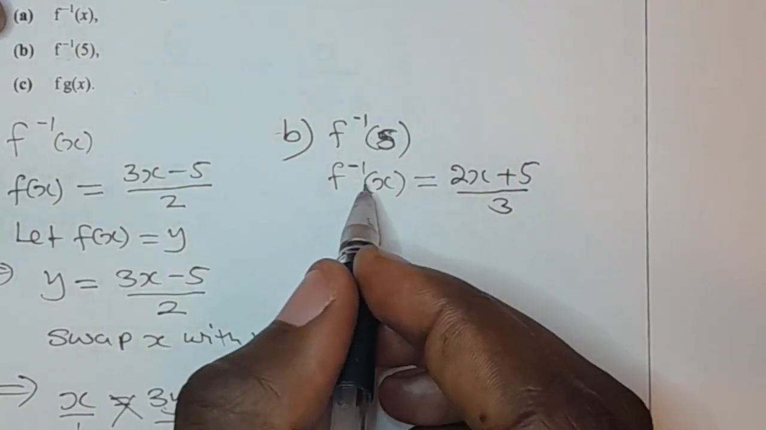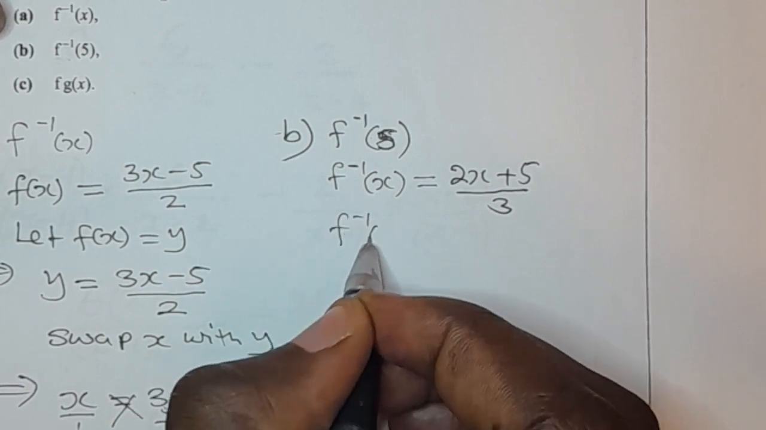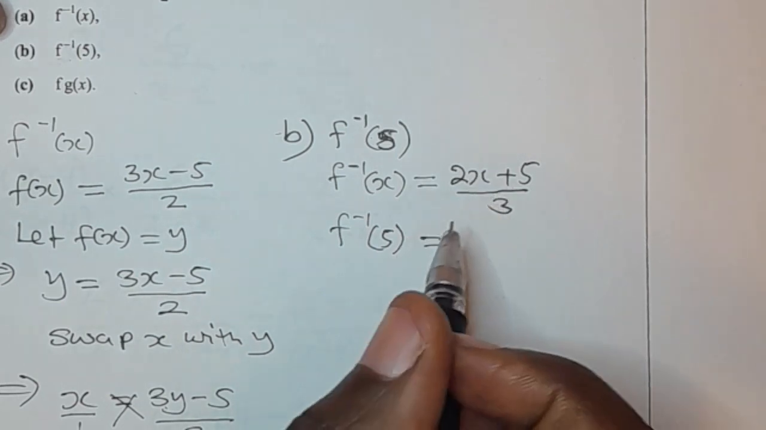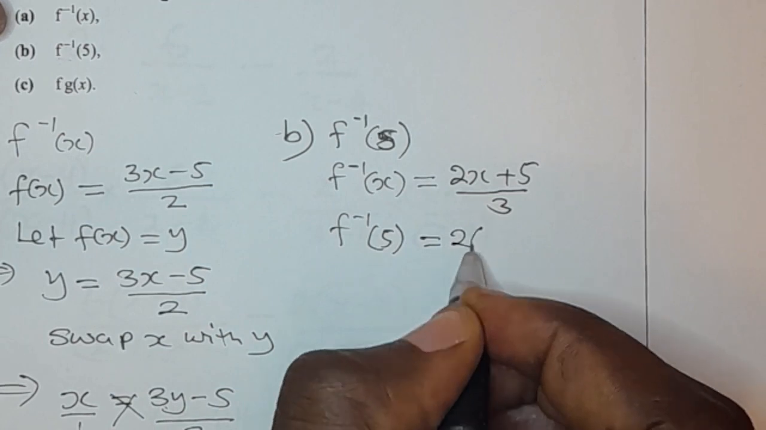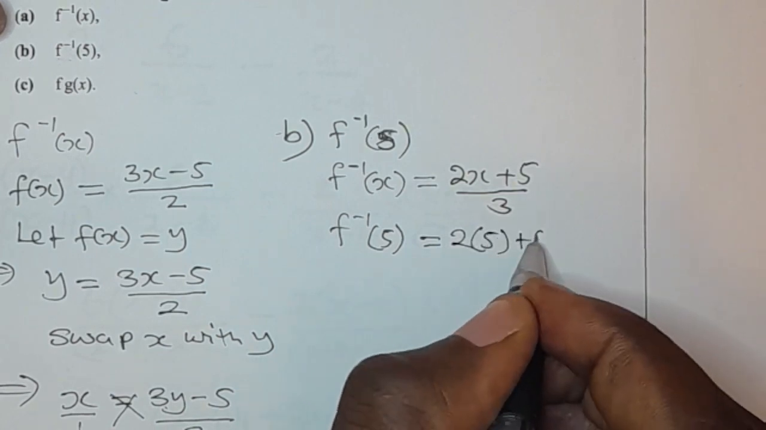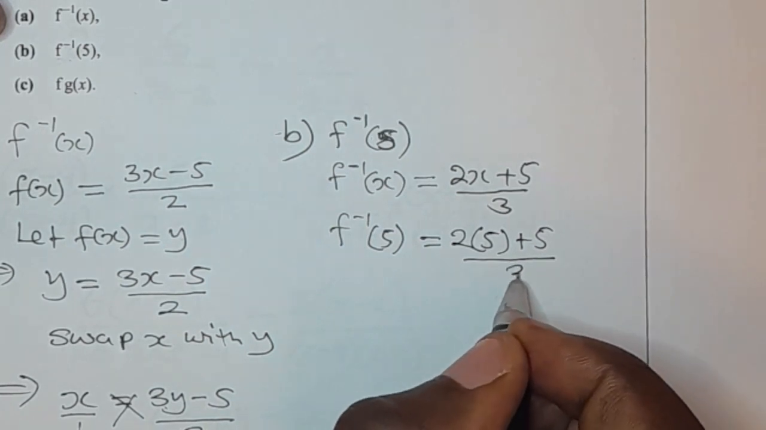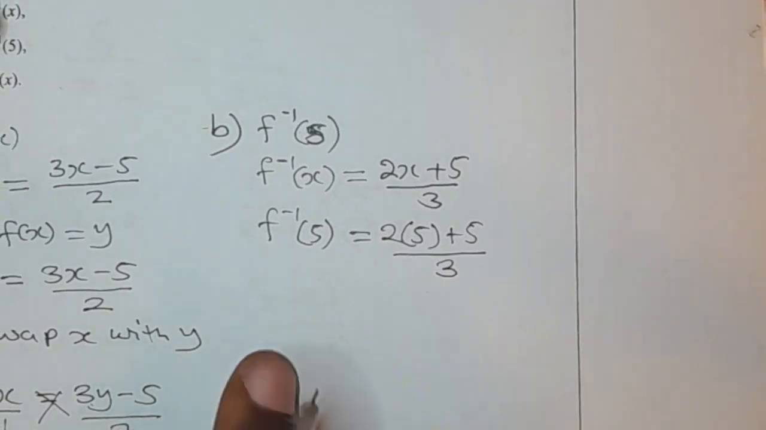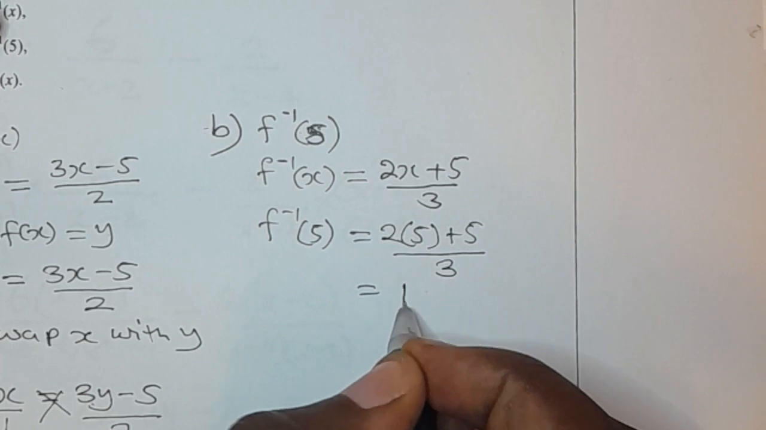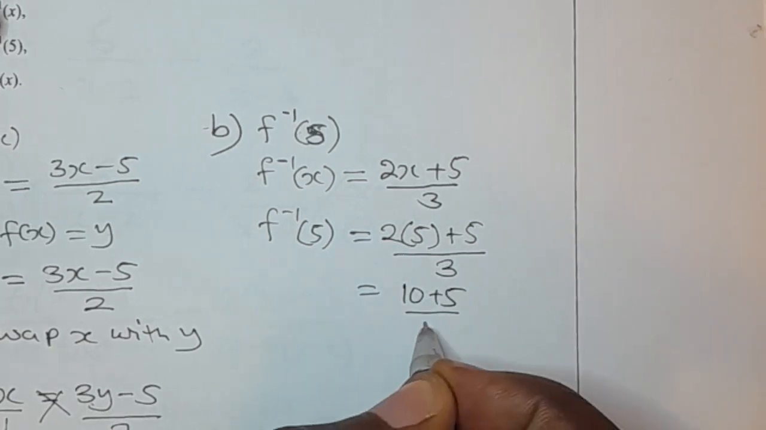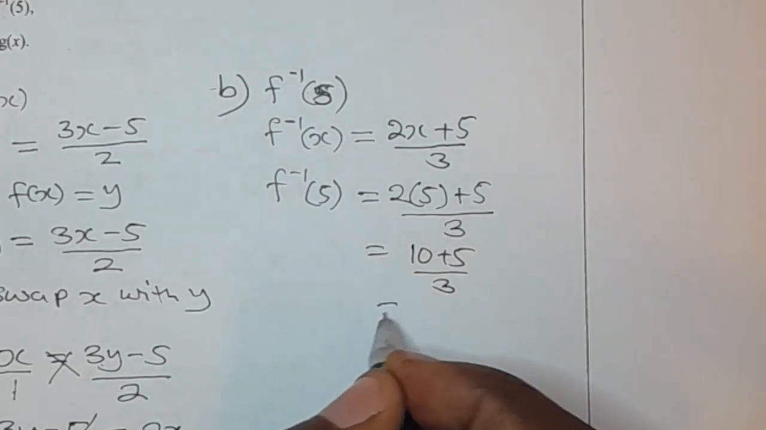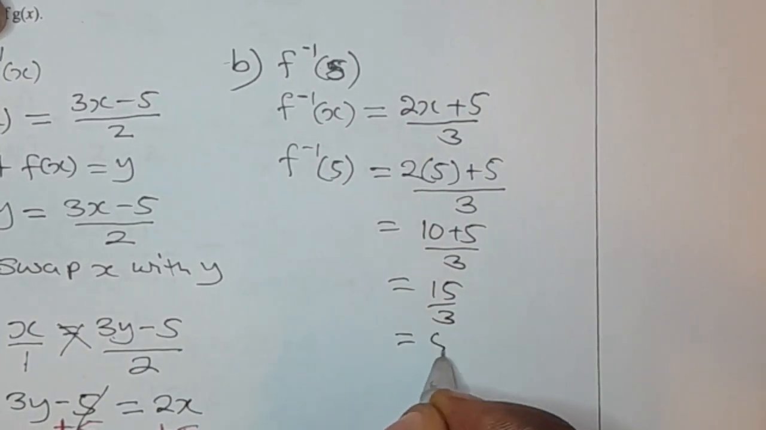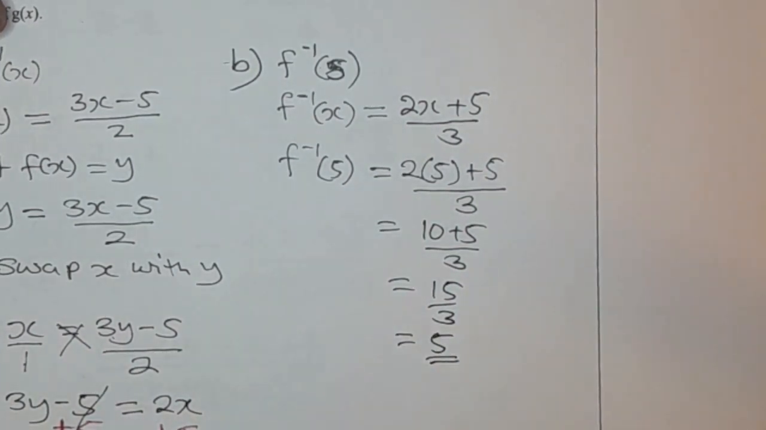Now, f inverse of 5 will mean wherever there is x in this function, we will replace a 5. So we'll have (2 times 5 plus 5) over 3. That's what it means. Then this will be (10 plus 5) over 3. This will be 15 over 3. And this simplifies to 5 as the final answer.